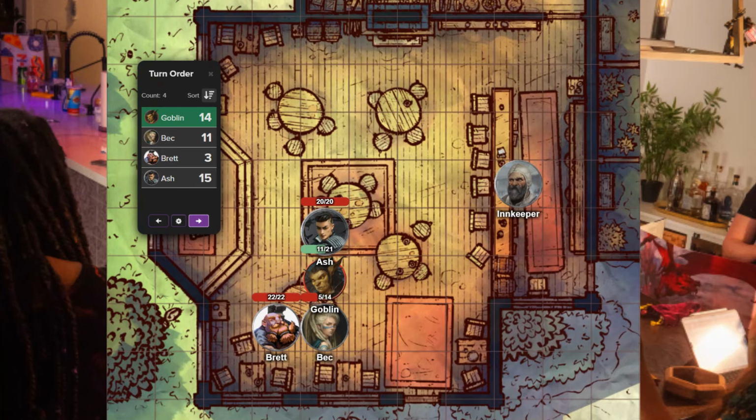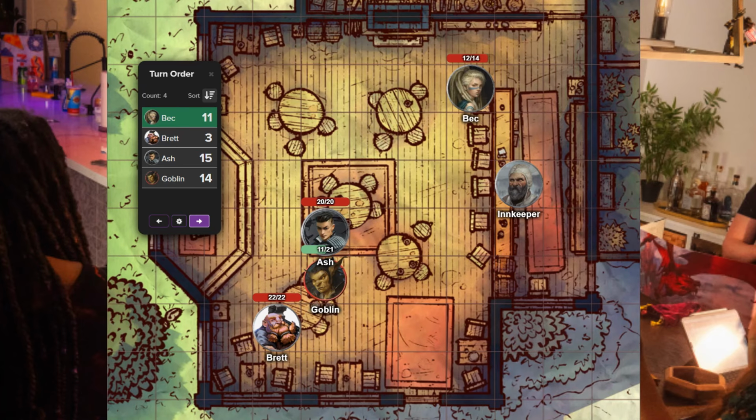You'll notice that we're not using all the available options. You don't have to move on every turn, and you don't have to use your bonus action. Beck is now going to use her action to disengage. She moves away from the goblin, and to regain some hit points, she drinks a potion of healing, which is a bonus action in D&D 2024.